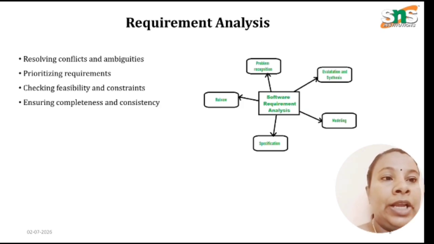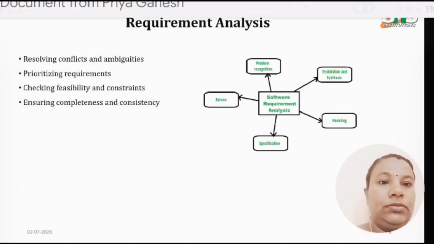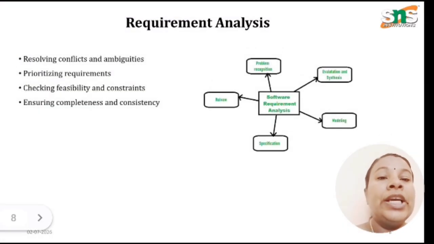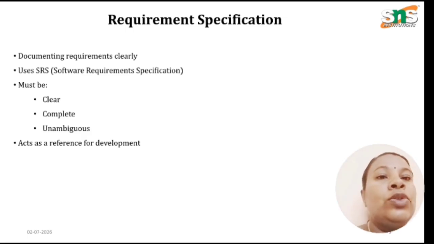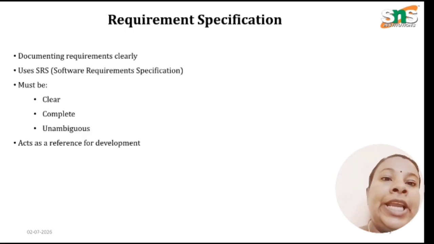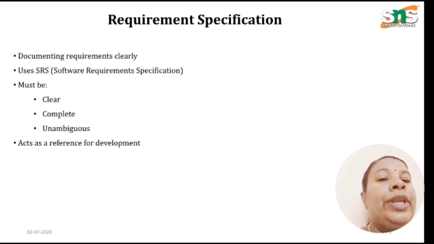In the requirement analysis phase: resolving conflicts and ambiguities, prioritizing requirements, checking feasibility and constraints, ensuring completeness and consistency. Requirement specification means documenting requirements clearly. It uses SRS, software requirement specification. It must be clear, complete and unambiguous. It acts as a reference for development.